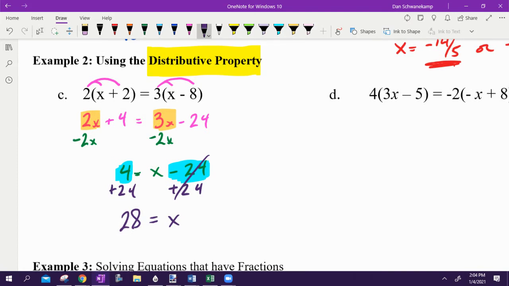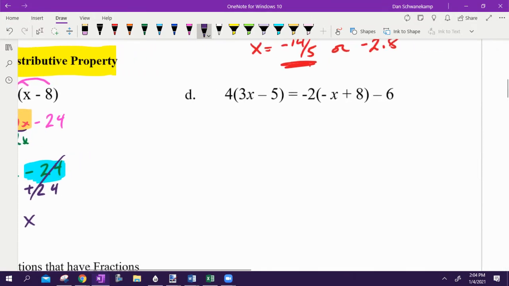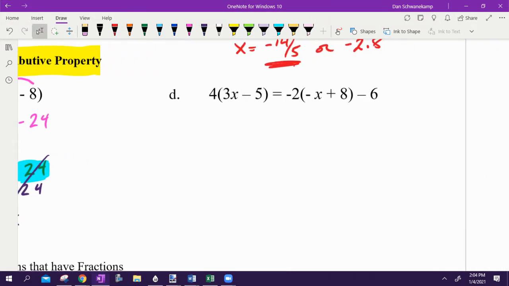So again, we distributed, and got like terms on the same side. So the 2x and 3x got them on the same side, and the 4 and the negative 24 got them on the same side. Same thing on D.